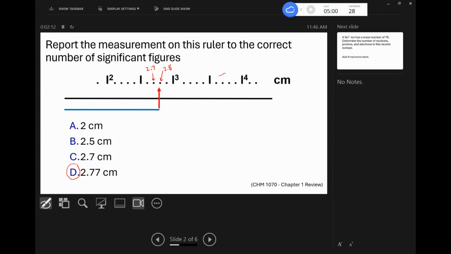Okay, I'll start the next one. Before I start, do you have questions on these two measurements? Okay, then I will start the next one.